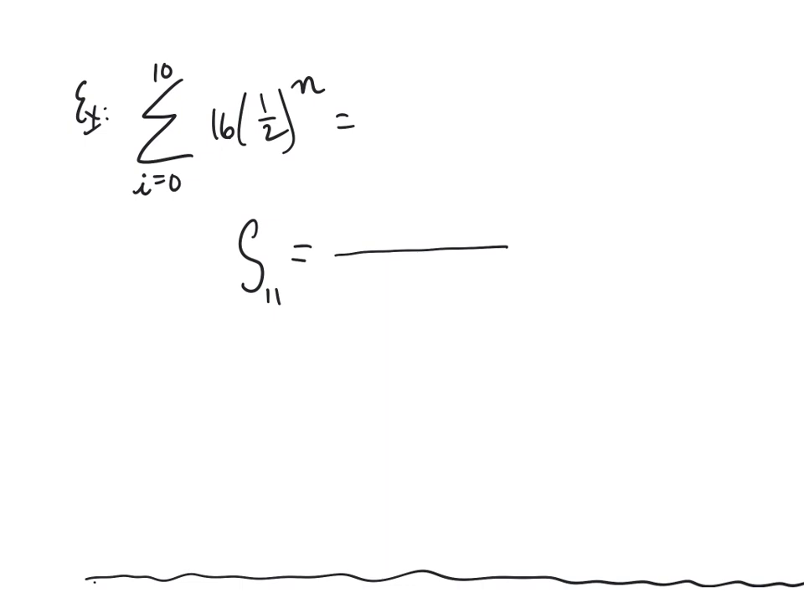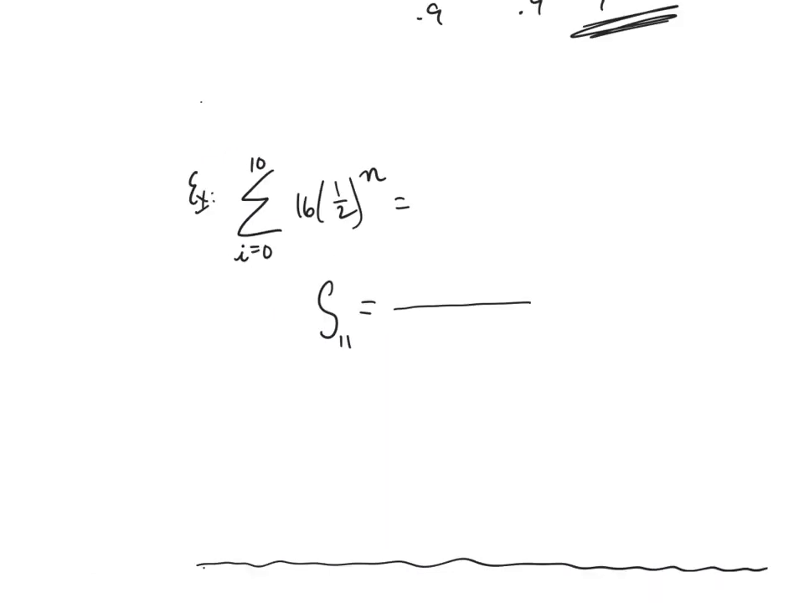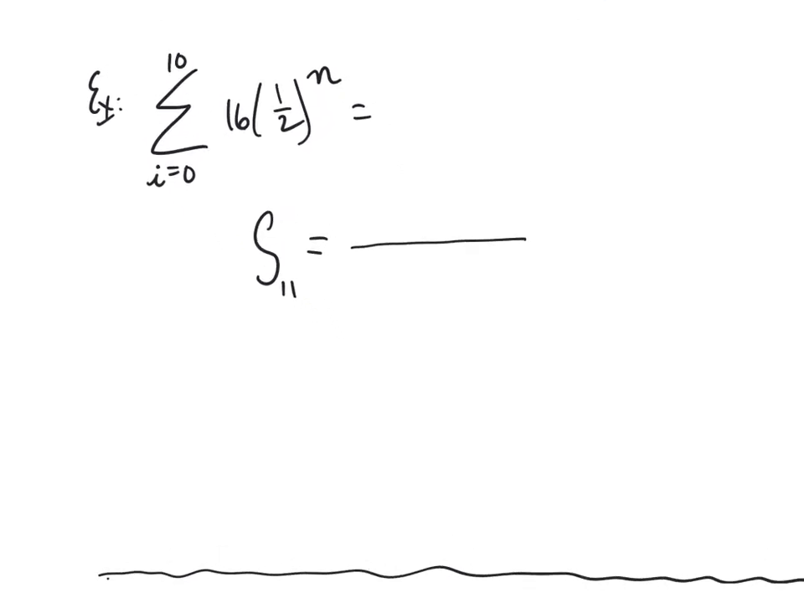We need the very first term, and we get the first term by replacing n with the first value. The first value that goes in for the variable is 0. Again, we don't care about the second term, third term, fourth term, fifth term, any of those. We just need the first one. So 1/2 raised to the 0 power is 1, and 16 times 1 is 16. So the first term is going to be 16.